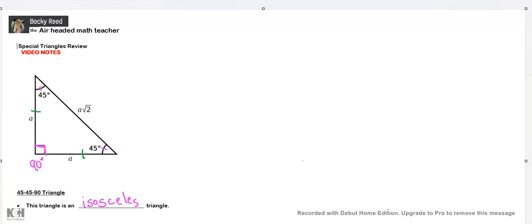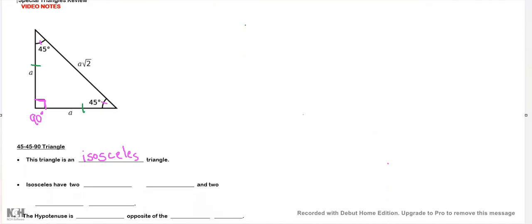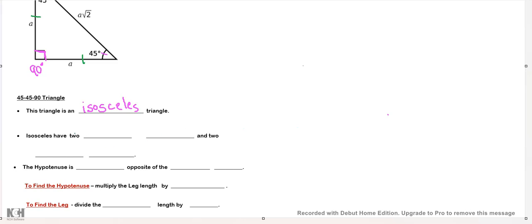Let me scroll up here. You can fill in your notes as we go along. So isosceles triangles have two congruent angles and two congruent sides. Sorry about this writing. Okay.